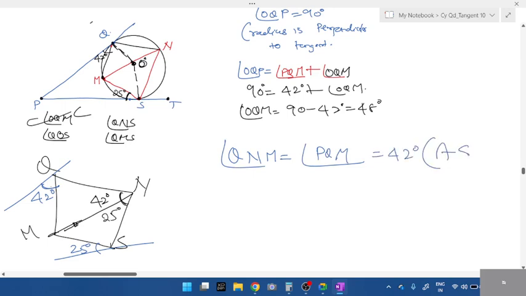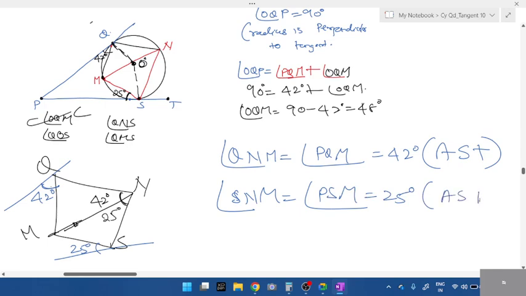Write alternate segment theorem. Next, SNM. Look at angle SNM, students. SNM will be equal to angle PSM. Look at PSM. That is equal to 25 degrees.